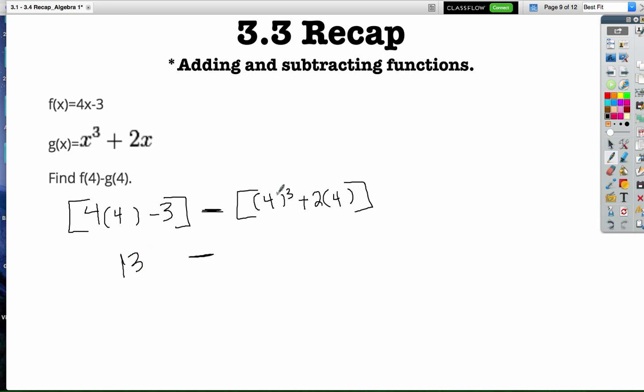Our next function comes out to be 4 cubed, which is 64, plus 2 times 4, which is 8, which comes out to be 72, and then 13 minus 72, I believe, comes out to be -59. Let's double check just in case. So 13 minus 72, yes, it is -59. And then that's our final answer. This time we could go all the way down to a number because we had some things to substitute. Last time we couldn't because there were still variables in our answer.